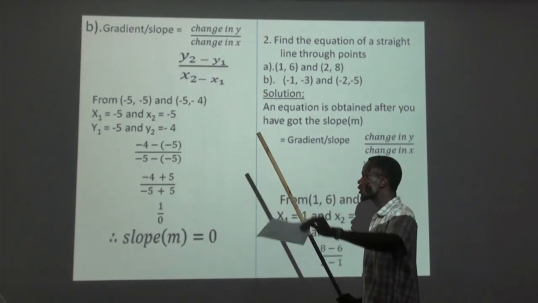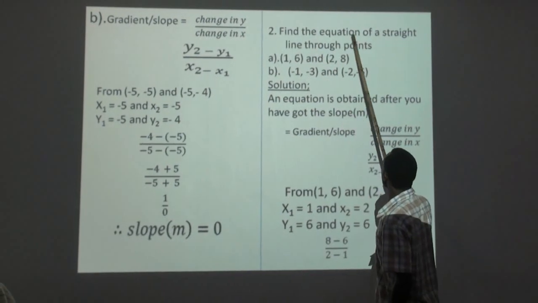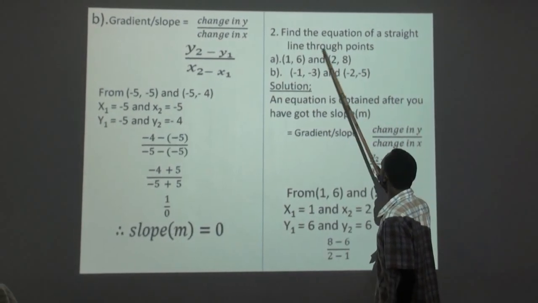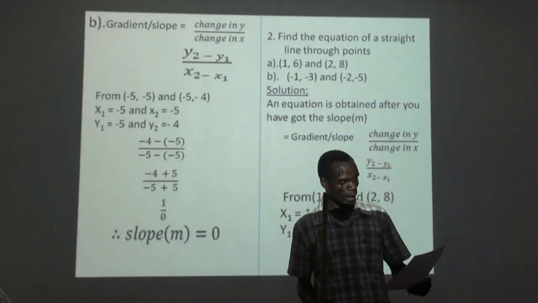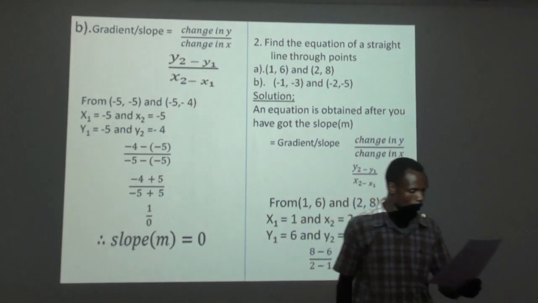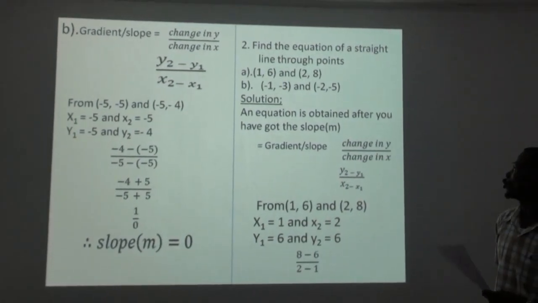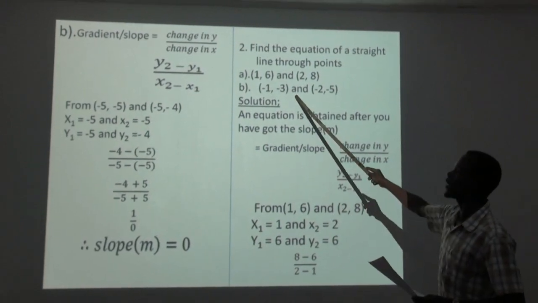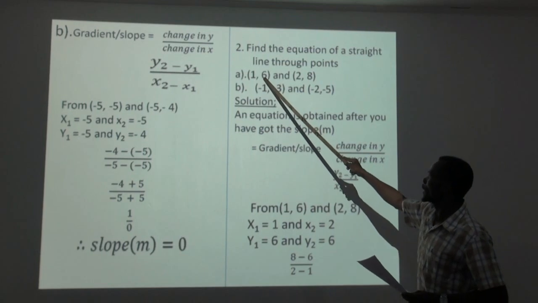Now, the second question reads: find the equation of a straight line through points. In your lesson notes, that is question number two. Find the equation of a straight line through points. You've been given these points. These are the points that you've been given. This is A, this is B.